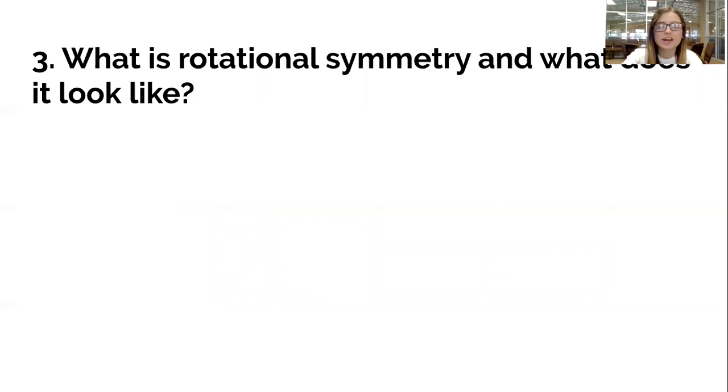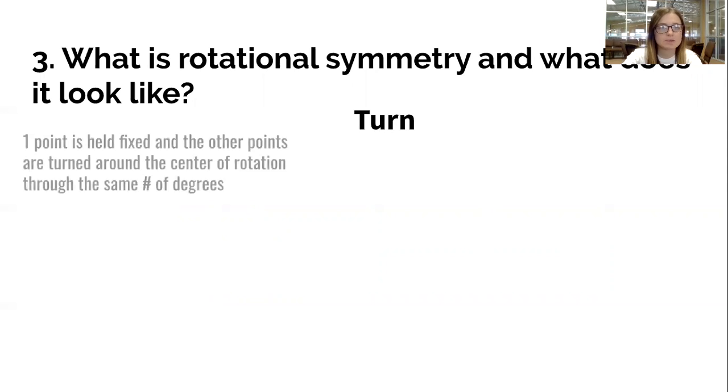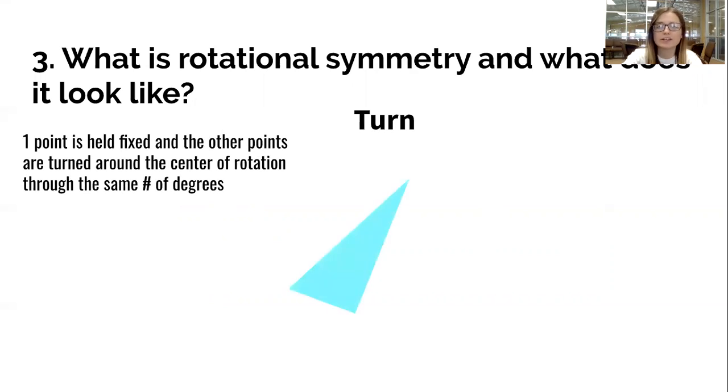Question 3, what is rotational symmetry and what does it look like? So rotational symmetry can also be called a turn, and rotational symmetry is when a figure can be rotated 180 degrees around its center and it will look exactly the same. It also means that one point is held fixed and the other points are turned around the center of rotation through the same number of degrees. So this is what a rotational symmetry looks like with a triangle.